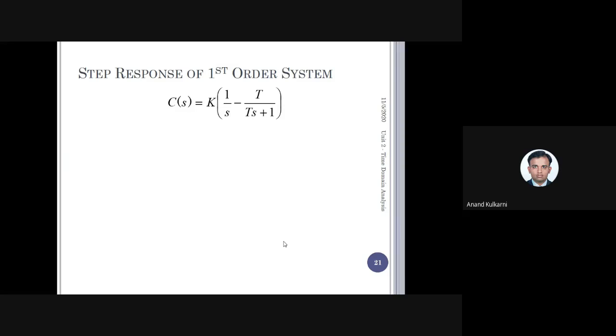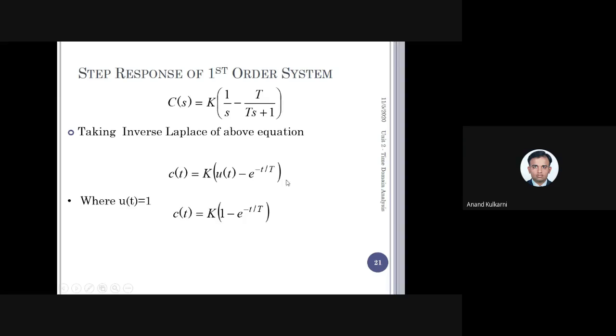So this is how it looks after simplification. Now you have to take the inverse Laplace of this. C of S inverse Laplace is C of t. K as it is, 1 upon S is the unit step function, that is 1 only. And T divided by Ts plus 1 becomes e to the power minus t by T. u of t is 1 because it is a unit step function. So the output is C of t equals K into 1 minus e to the power minus t by capital T.